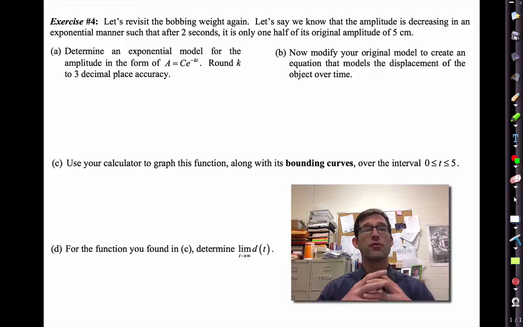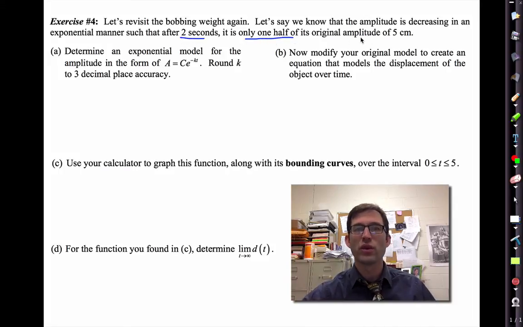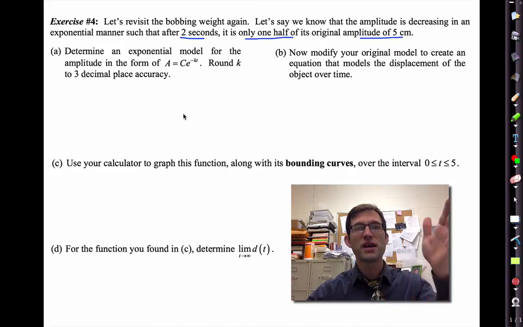So let's take a look at number 4. It says, let's revisit the bobbing weight again. Let's say that we know that the amplitude is decreasing in an exponential manner. Okay, so before we were decreasing the amplitude in a linear way, now we're going to decrease the amplitude in an exponential way. So it says, what do we know about this exponential decrease? After 2 seconds, it is only 1/2 of its original amplitude of 5. So we're still starting at an amplitude of 5, but after 2 seconds, if you will, that's its half-life.